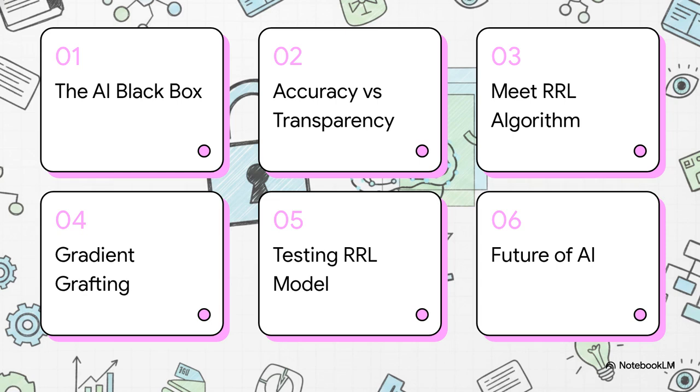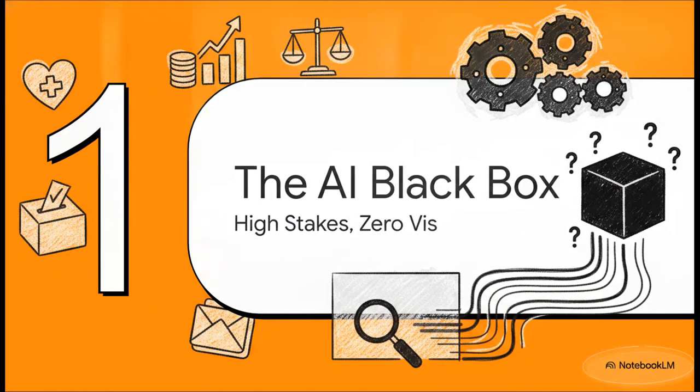Here's our roadmap for today. We're going to start with the AI black box problem and the accuracy versus transparency trade-off. Then, we'll meet the RRL algorithm, break down how gradient grafting works, test the model against real data, and wrap up with the future of transparent AI. Let's get into it. Section 1.